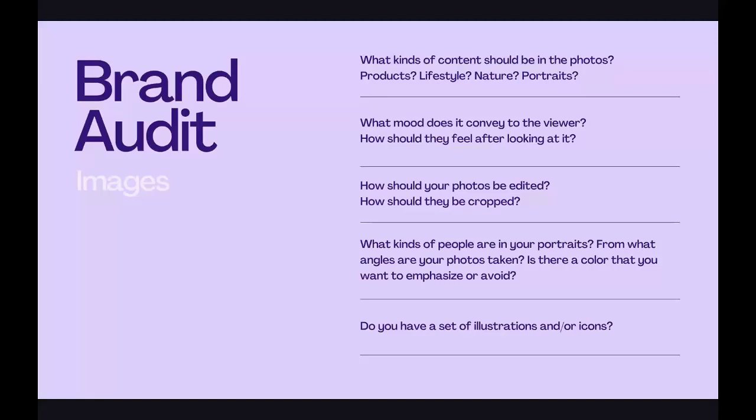So what kind of mood do you want to convey? How do you want people to feel after looking at your photography? This is a very important question. And also, is there a particular editing style that you want to go for, a specific type of crop that you want your pictures to have over and over again? What kind of people do you want to be in your photography? Is there a dominant color that you want to use for your photography? And last but not least, as we said, it's also very helpful to have a set of illustrations or a set of iconography, a set of icons that you can use over and over again.